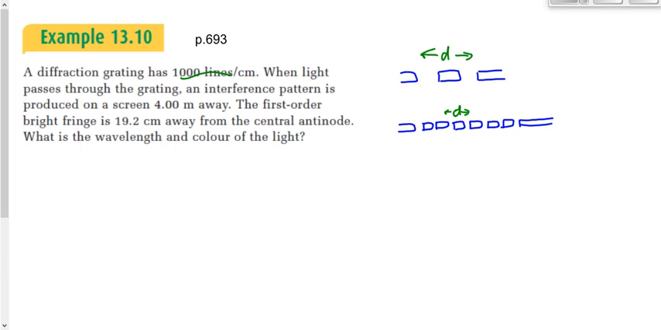Rather, instead of being given the centimeters per line, or centimeters in between lines, we're given the lines per centimeter. So as opposed to this value being d, this value would actually be 1 over d. Centimeters in between lines is d. Lines per centimeter is the inverse of d. So what do you do to get d? All you're going to do is say d is equal to 1 over 1,000.